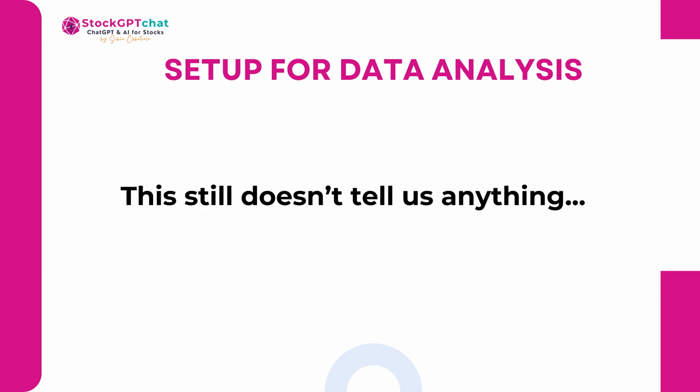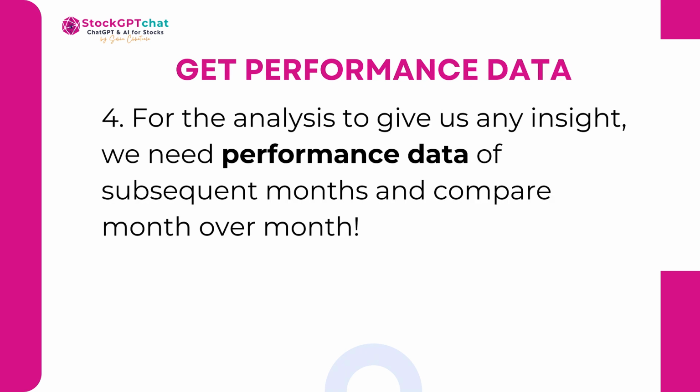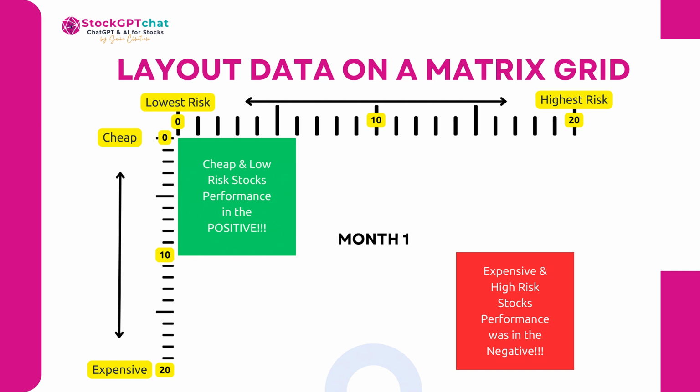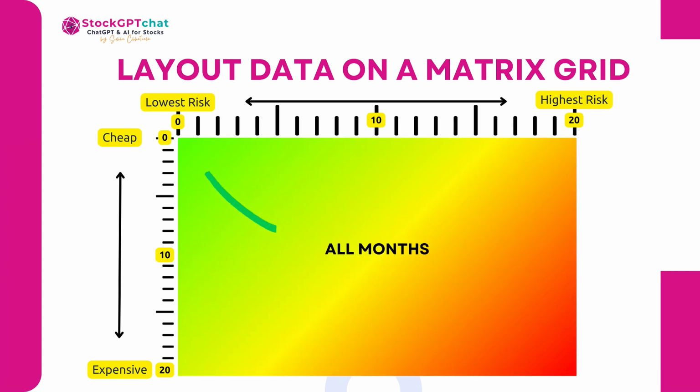But this still didn't tell us anything, because what we needed to do at this point is compare every snapshot with every other snapshot. And in this way, every month gets compared to the subsequent month, and so we could start seeing the performance. And that performance we laid out on a matrix grid, and that showed us exactly what we were hoping and confirmed our hypothesis was correct. Because month over month we saw the same kind of results, because most of the green, or the positive performance, was on the cheap and the low-risk side.